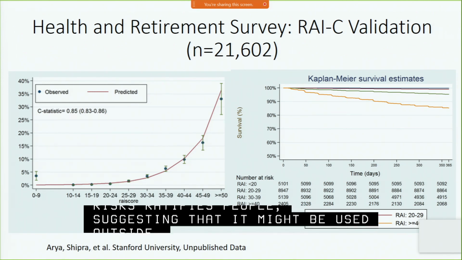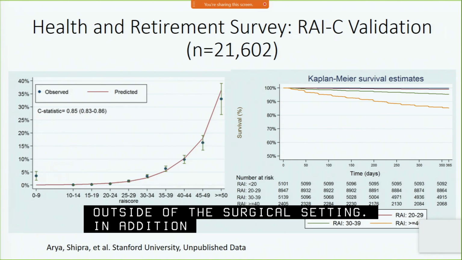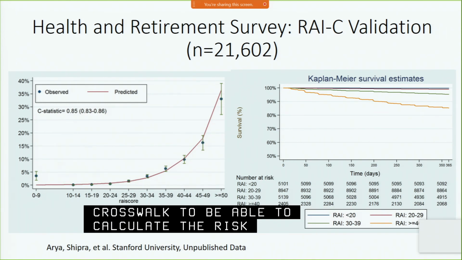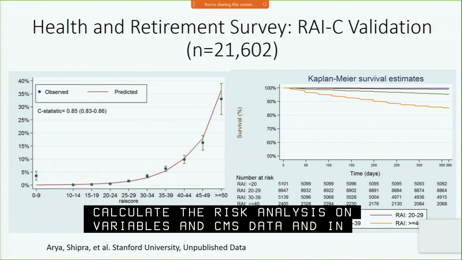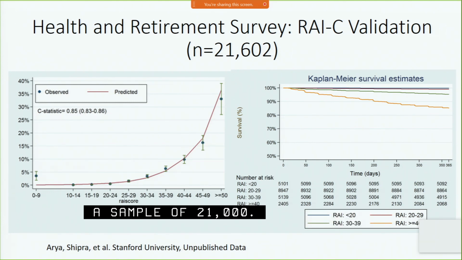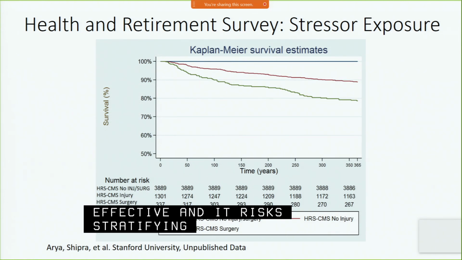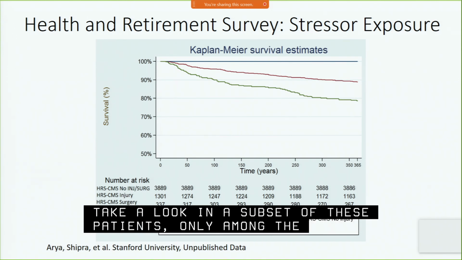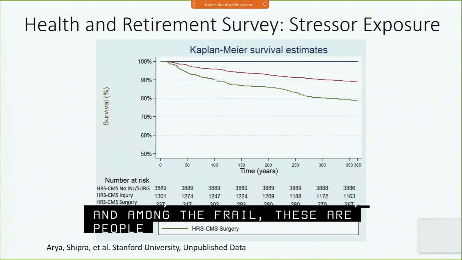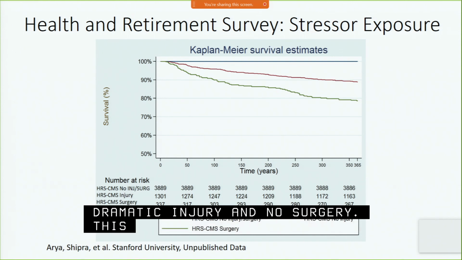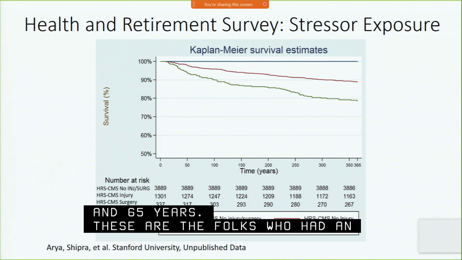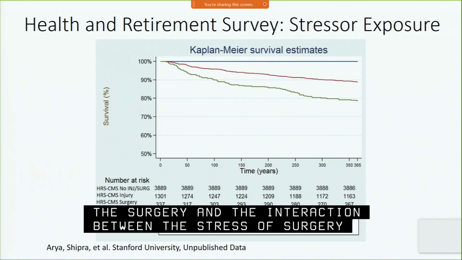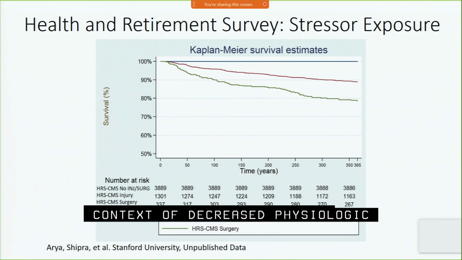In addition, our colleague Shipra Arya, who's at Stanford, has developed a crosswalk to be able to calculate the risk analysis index based on variables in CMS data and in the Health and Retirement Survey, showing again in this sample of 21,000 that it is well calibrated and effective at risk stratifying those patients. And then in addition, she was able in a subset of these patients to take a look at, this is only among the frail, and among the frail, these are people who had no stressor, no traumatic injury, and no surgery. This is how they did over 365 days. And these are the folks that had an injury, and these are the folks that had surgery, showing that, again, the interaction between the stress of surgery or the stress of injury in the context of decreased physiologic reserve leads to the overwhelming of that physiologic reserve and a much more increased risk of mortality going forward.